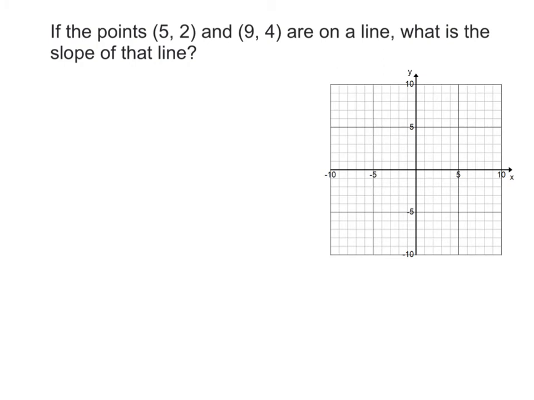Okay, so this next example, the question says, if the points (5, 2) and (9, 4) are on a line, what is the slope of that line? Now, I'm going to come back to this coordinate plane in a little bit and actually show you visually what this is going to look like. But before I do that, I want to show you that you can find the slope between these 2 points using something called the slope formula.